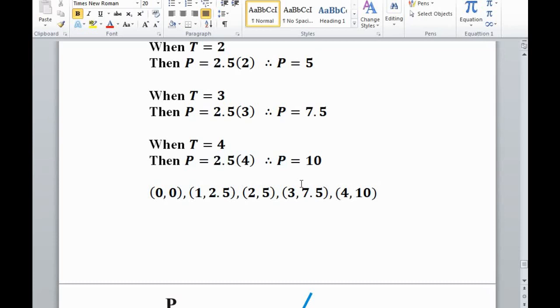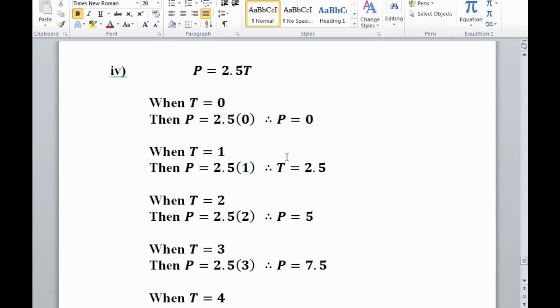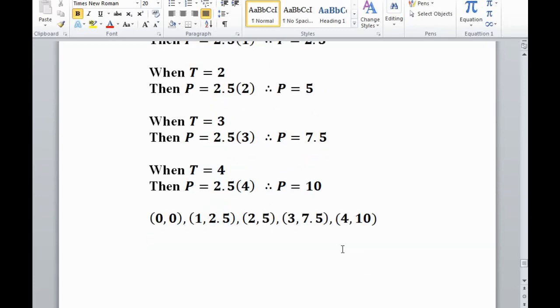So let's write these values in the form of ordered pairs. First, when T is equal to 0, P equals 0, so I will write 0, 0. The second ordered pair is 1 and 2.5. The third ordered pair is 2 and 5. The fourth ordered pair is 3 and 7.5. And the last ordered pair is 4 and 10.